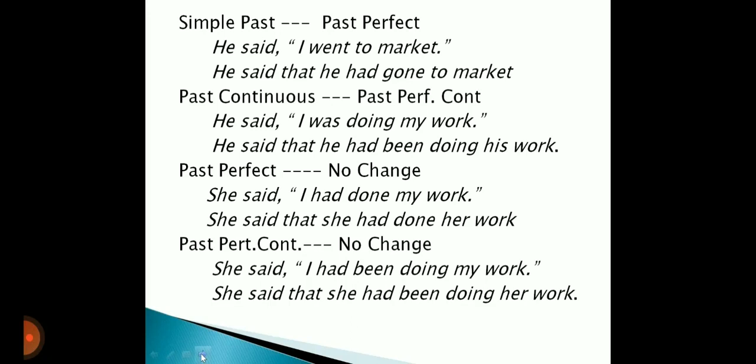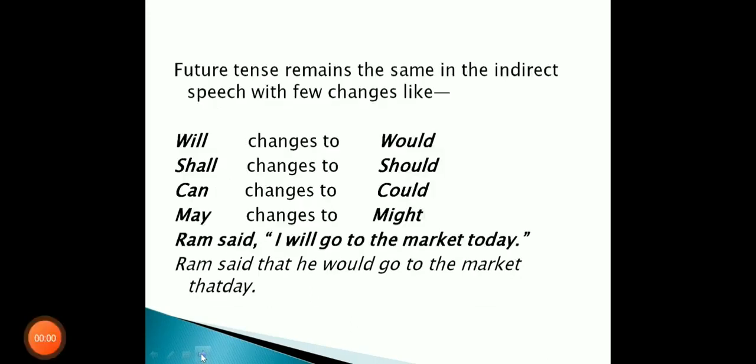Past perfect tense will not change. She said, I had done my work. She said that she had done her work. Past perfect continuous will also not change. For example, she said, I had been doing my work. She said that she had been doing her work.